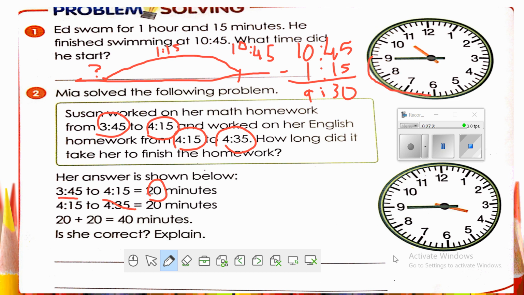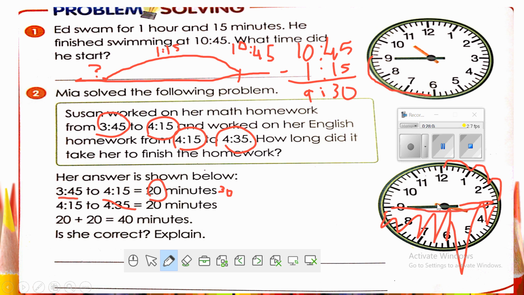From 3:45 to 4:15. Here is 4:15. So is this 20 minutes? Are these 20 minutes? No, it's not 20 minutes. It's 30 minutes. Yes. Let's check here. From 4:15 until 4:35. Let's count how many minutes.